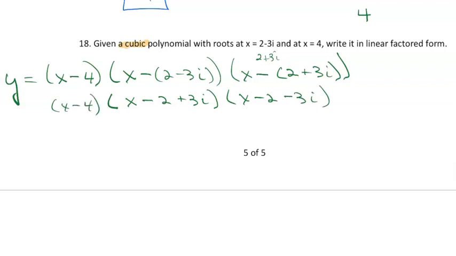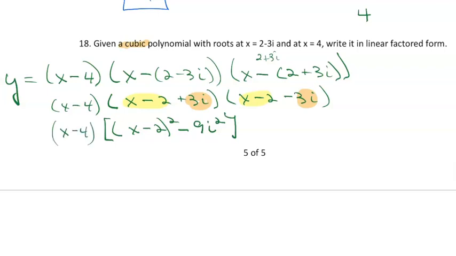Let me continue with my obsessive highlighting. Here is A. Here is B. When you FOIL the last two factors, you should be getting (x minus 2) squared and then minus 9i squared. Make sure that you're okay with that. I still have x minus 4 here. So what's going to happen now?